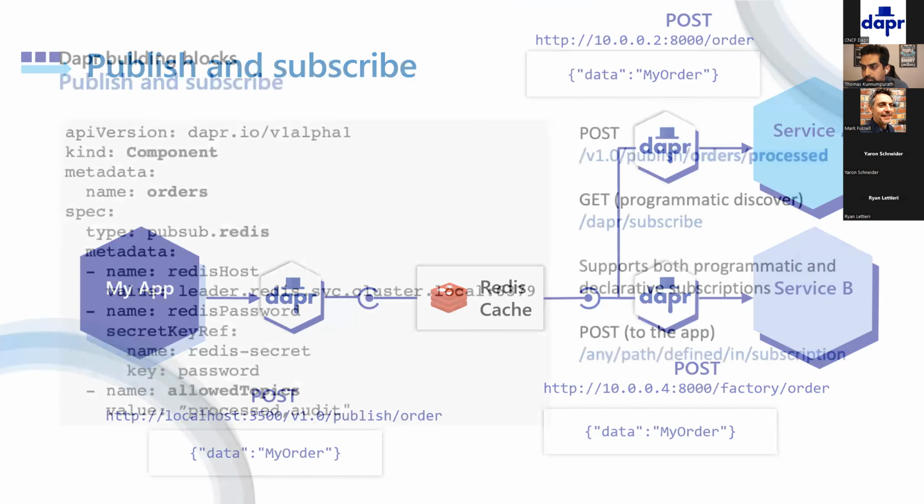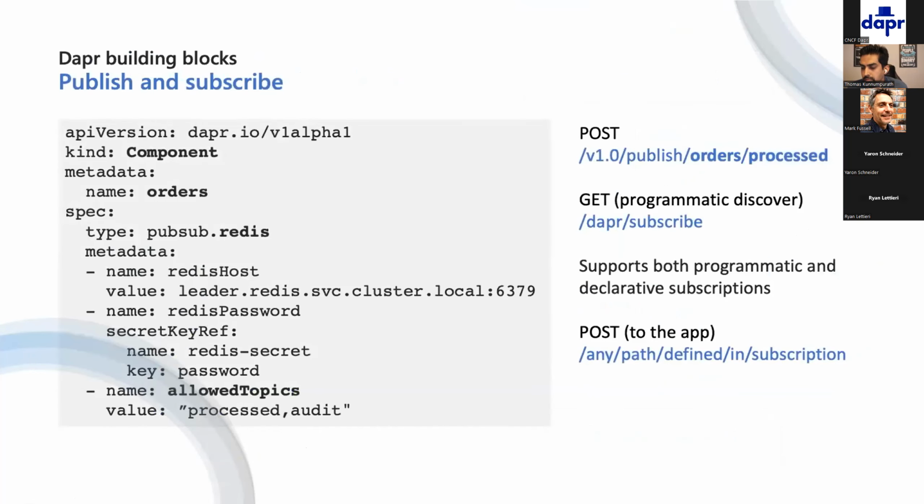The way we do it is through a component that we can list over there, and this is registered at startup. Here we see that this name will be used basically to use this particular component, which is of type Redis here.